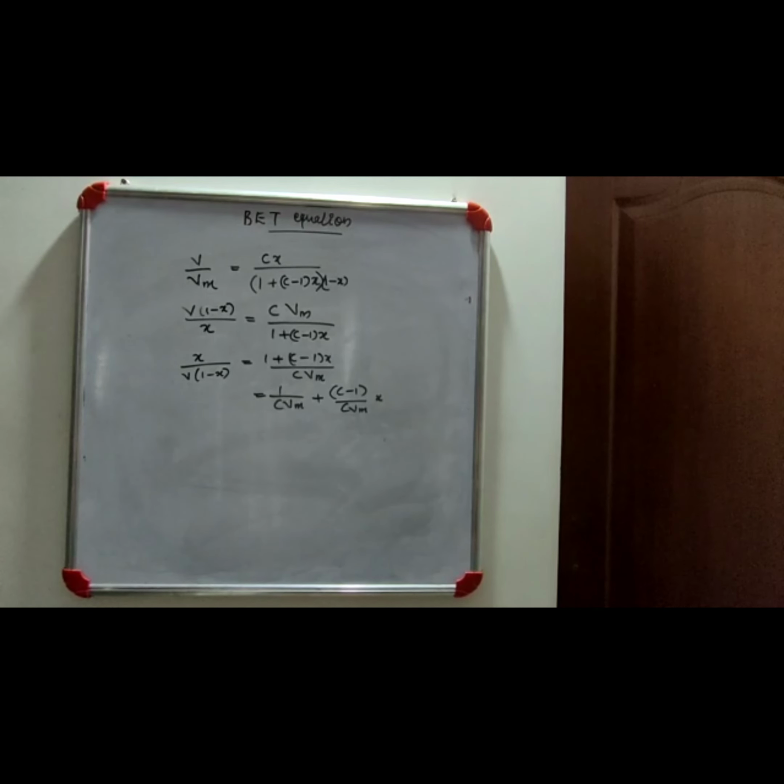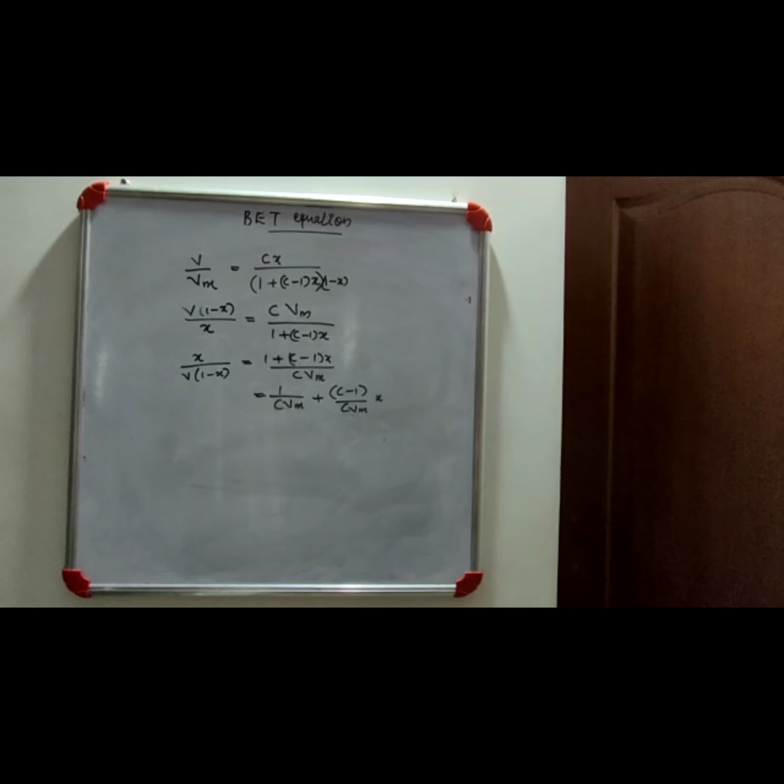minus 1 into x. Taking reciprocal, we will get x by V into 1 minus x equal to 1 plus C minus 1 into x by CVm. We can separate the right hand side. Then 1 by CVm plus C minus 1 by CVm into x.